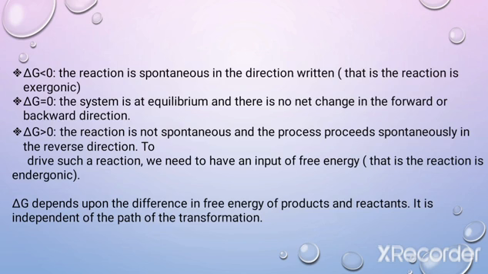If the value of delta G is greater than 0, the reaction is not spontaneous and the process proceeds spontaneously in the reverse direction. To drive such a reaction, we need an input of free energy, that is, the reaction is endergonic. Delta G depends upon the difference in free energy of products and reactants. It is independent of the path of transformation.